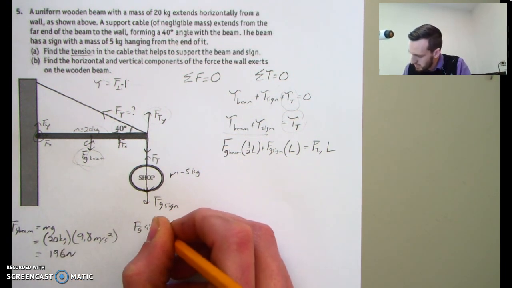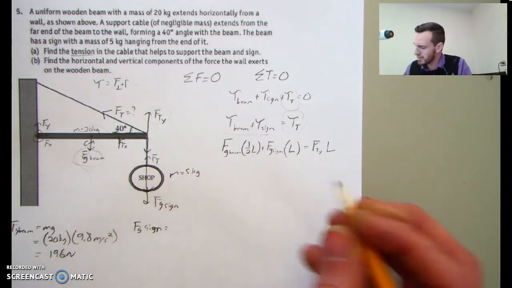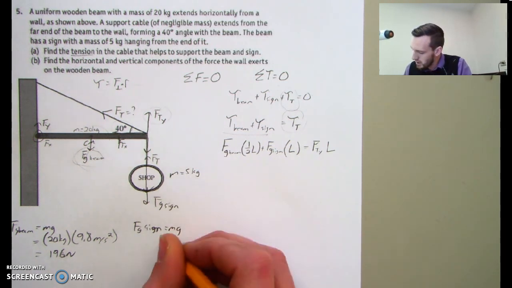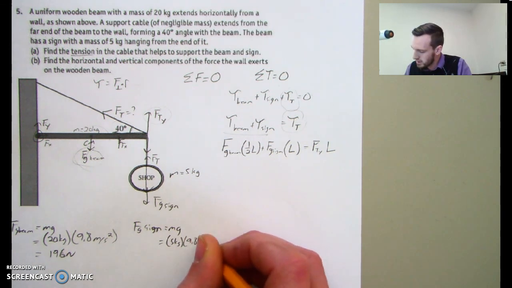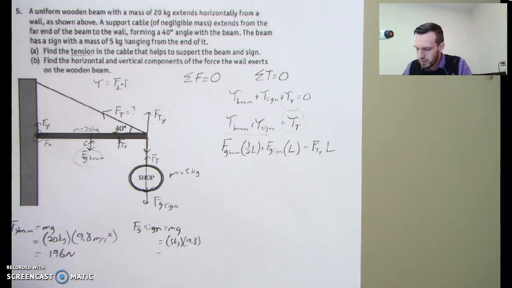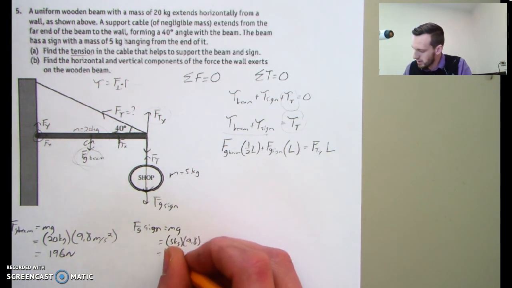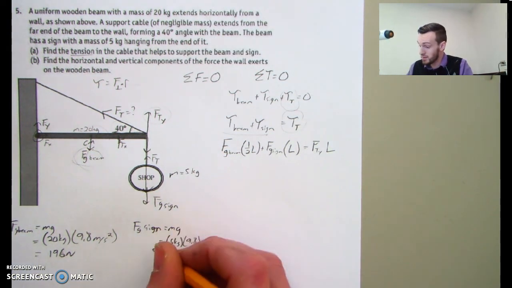Let's do the same thing, a similar process for Fg of the sign. That would be mg. So we have 5 kilograms times 9.8 here. That would get us, what, 4.9? Usually we get that answer a lot. Not 49. Okay, that's why you do the math, folks.